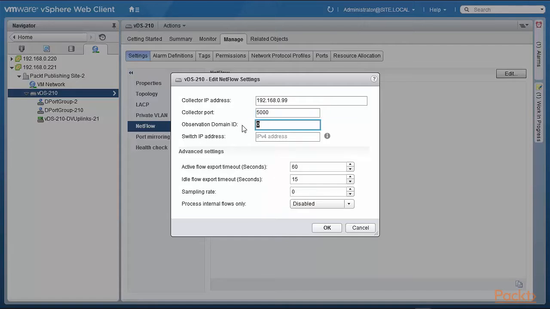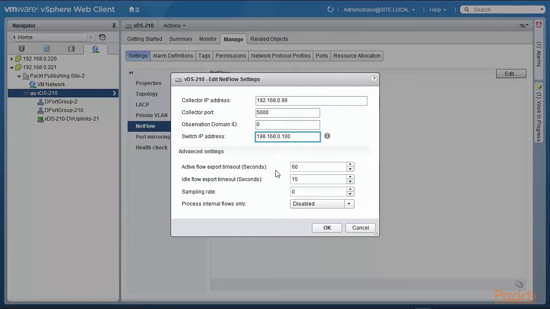We'll give it an observation domain ID. Domain 1, leave it at 0. Switch IP address. So how do you identify the records from where that flow actually came from? You need a switch IP address. In this case, I'm going to put in the host address. It is a distributed switch distributed across many hosts, but I'm going to give it 192.168.0.100 to identify that.